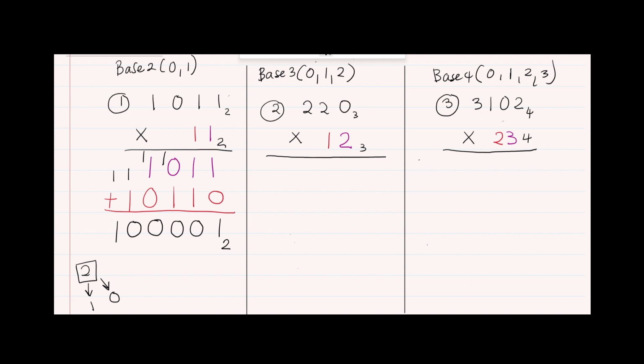Moving over to base 3. Be reminded that the only digits that we can use in base 3 are 0, 1, and 2. Alright, so starting with my first digit, that's going to be 2. 2 times 0 is 0. 2 times 2 is 4. We cannot write 4 in base 3.